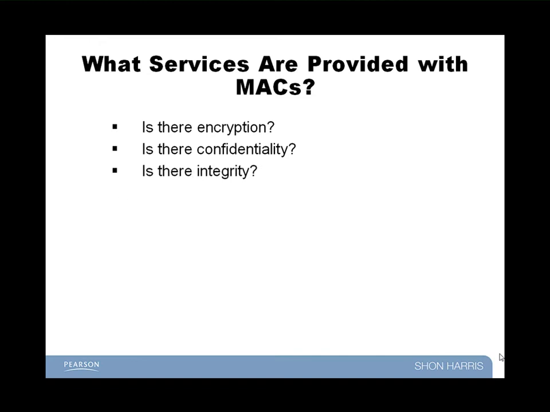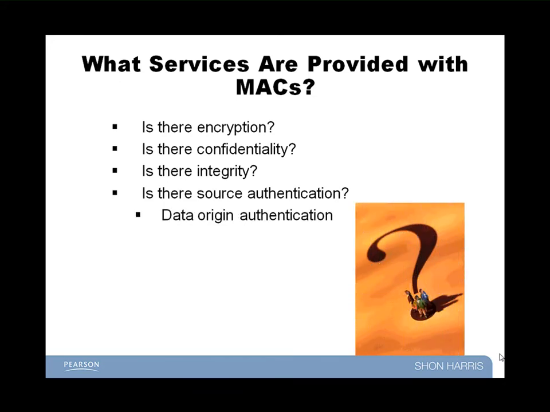Is there integrity? Absolutely, there's integrity, because we're using a hashing algorithm. Is there source authentication? What is that? What is source authentication or data origin? That means that you know that the message came from a specific computer, not an individual. So this is the weakest form of authentication. Message authentication code is the weakest form of authentication because we do not have private keys involved.